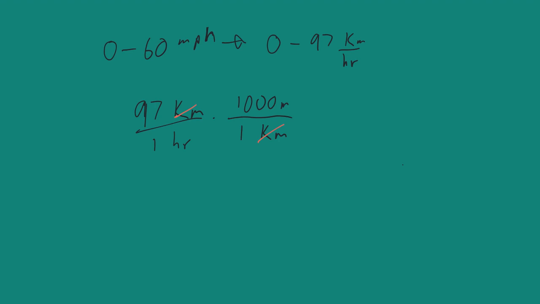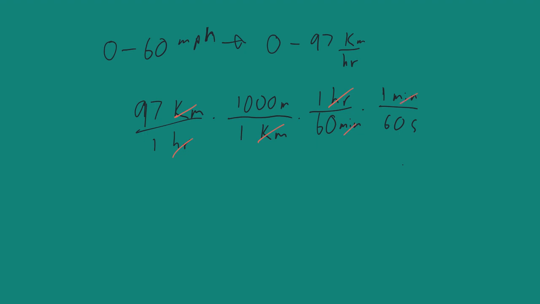Now the next thing is we have hours. We want to get seconds. So it's always going to be 1 hour. Notice how I'm putting hour on top so it cancels out with 60 minutes, and 1 minute for 60 seconds. So hours cancels out and minutes cancels out.